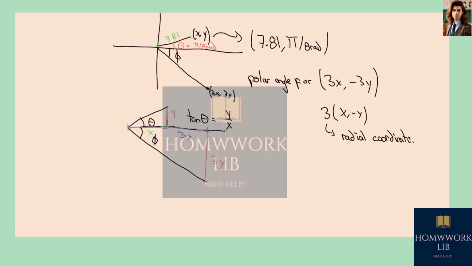So if we want to take the tangent of the angle, this is going to be the same thing. The opposite side is 3y, correct? And the adjacent is going to be 3x. So the 3 and 3 cancel out, and this becomes y over x. So the angle is going to stay the same, and the only thing that is going to change for us is going to be the sign of the angle.